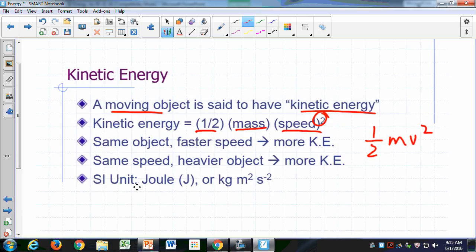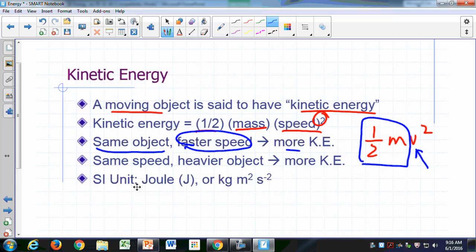So what basically does this mean? If you have the same object, the faster that object is moving, the more kinetic energy it has. Because you have the same mass, 1/2 the same number. The bigger the v, the faster it's moving, the higher the kinetic energy. Or if you're comparing two different objects at the same speed, but one object has a bigger mass, the heavier object, in layman's terms, the one with the bigger mass would have a higher kinetic energy.